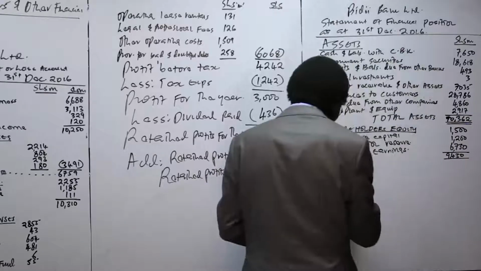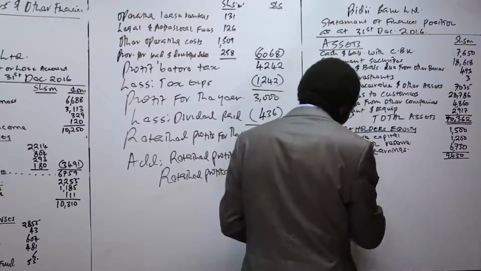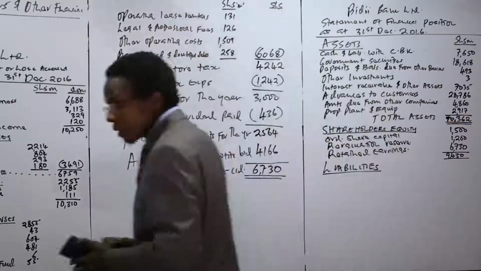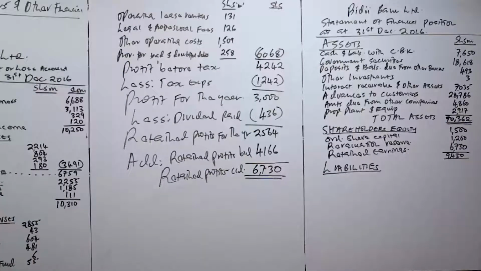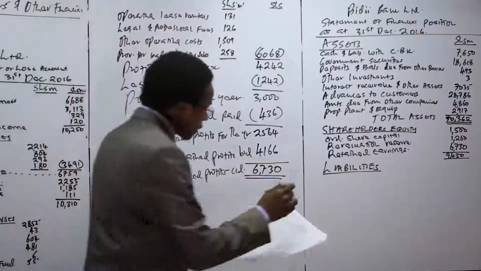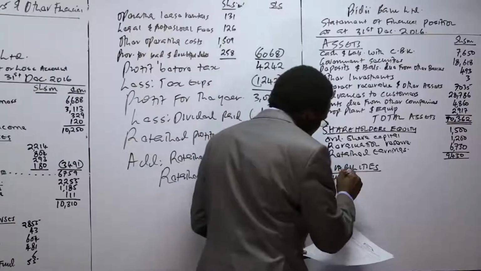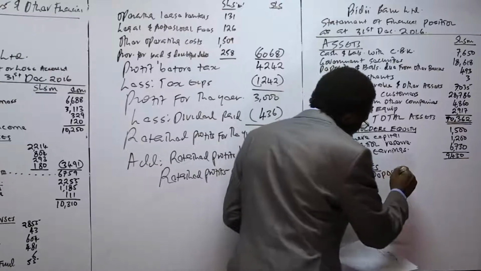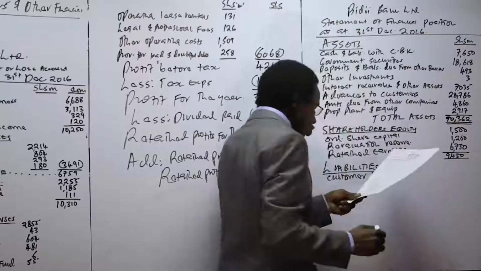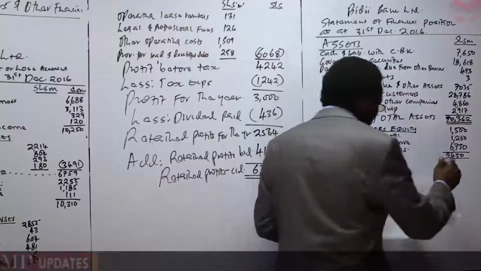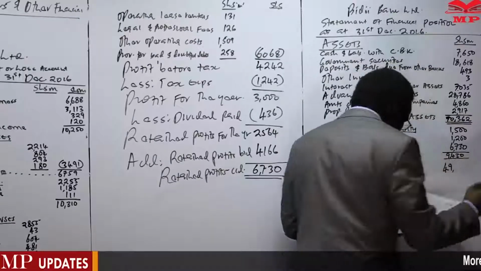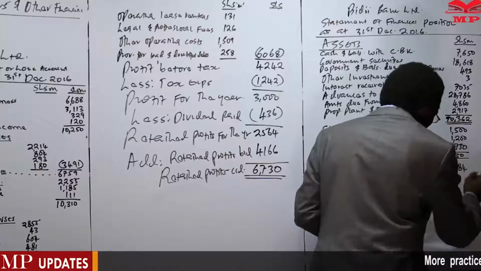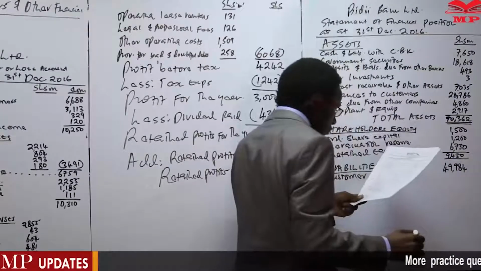Then we talk of liabilities. We have now the liabilities. One of the liabilities is the customer deposits. Customer deposits, we have 49,984.